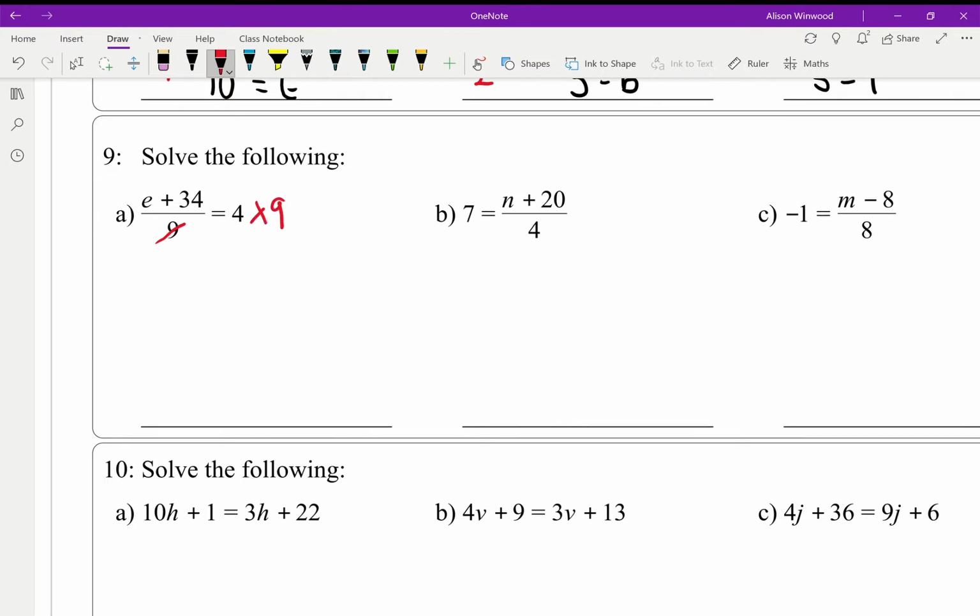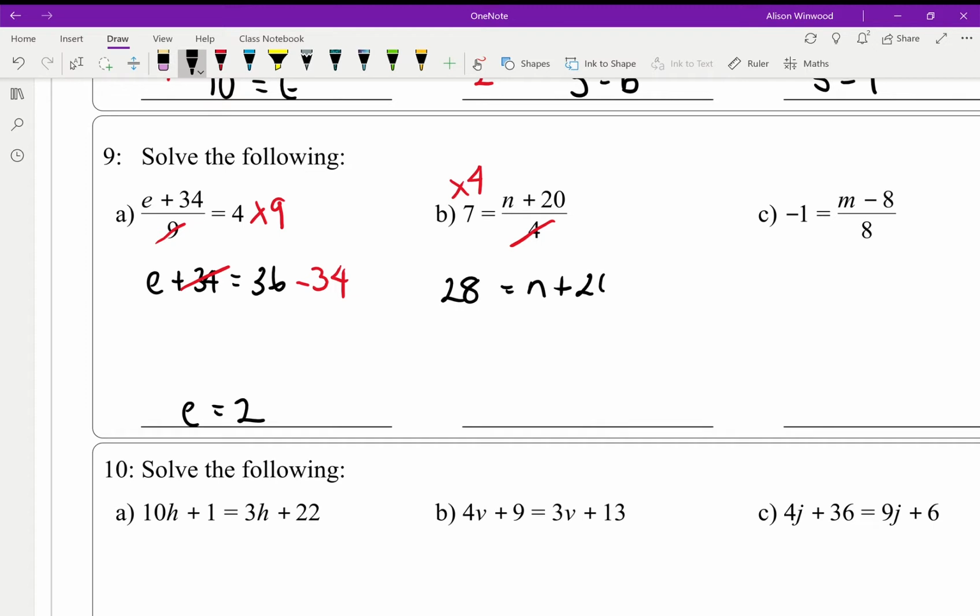Multiply by 9, and subtract 34, so e equals 2. Multiply by 4, subtract 20, so 8 equals n. Multiply by 8, add 8, and we get 0 equals m.